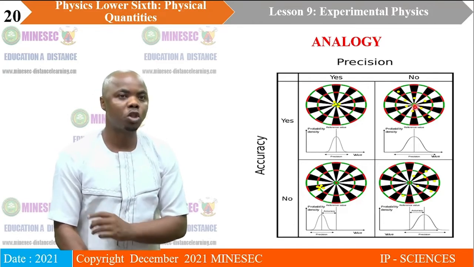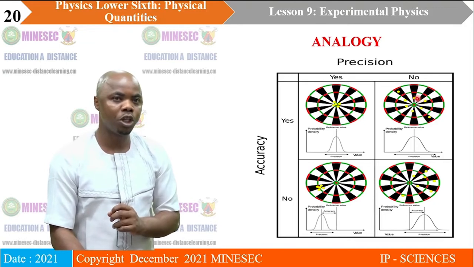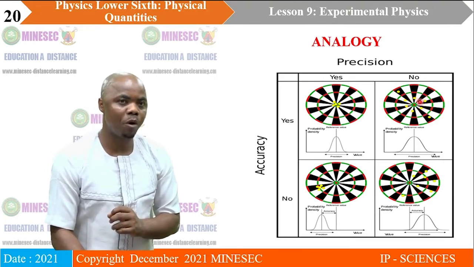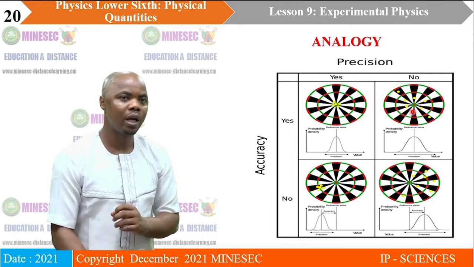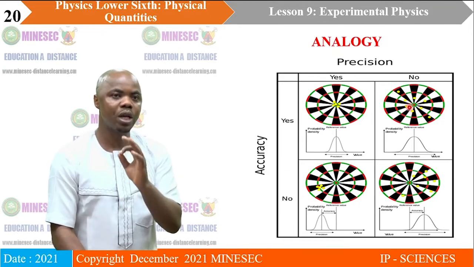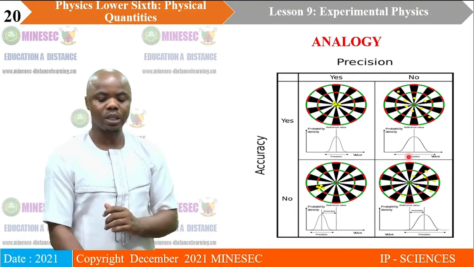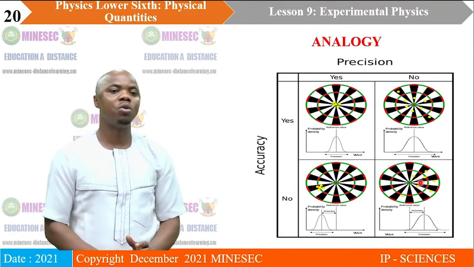The third person hits even seven times, but they are all scattered. So it's not precise, but he's accurate, because you see that the points are equally spaced from the central point. So there's a closeness of agreement between the true value, which is the target, and his values. Therefore, he is accurate, but not precise. And the last person is neither accurate nor precise because the values are all scattered.